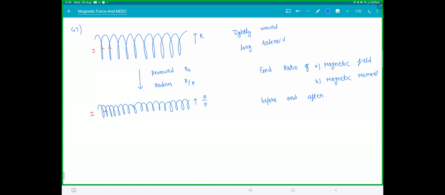1 is to P and P is to 1. Lakshika, the first one is wrong. It's a long solenoid. Long means infinity, the length is much greater than R. So even when you rewind, it is still an infinite solenoid.